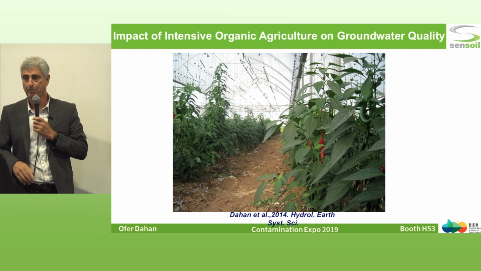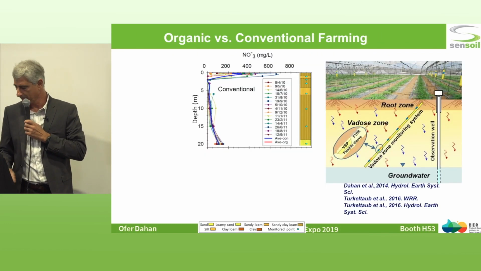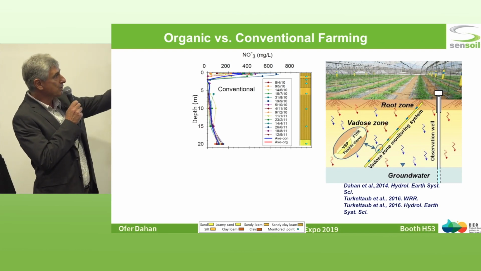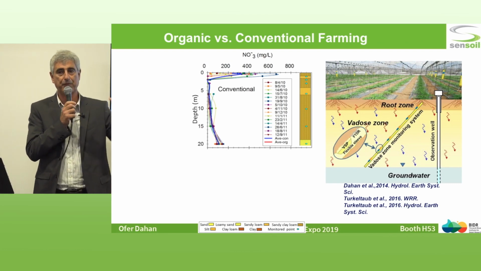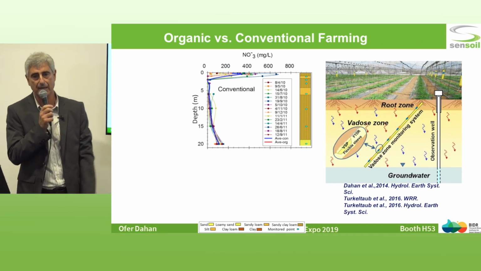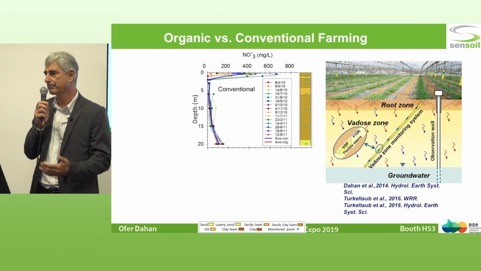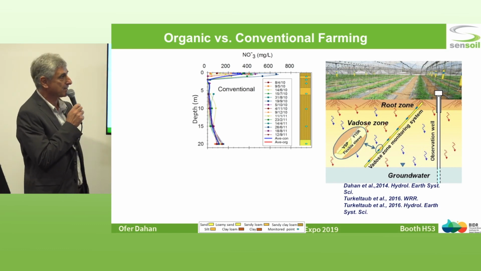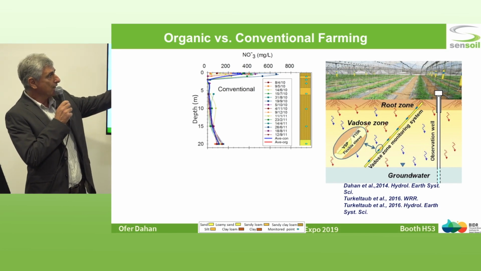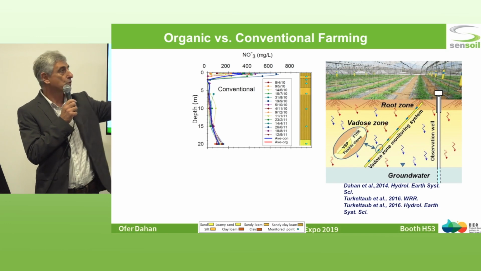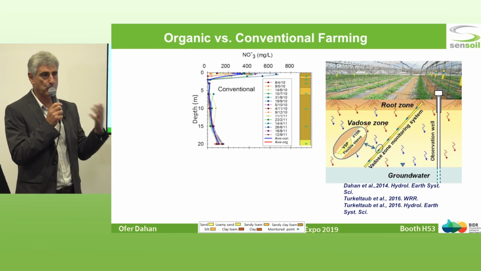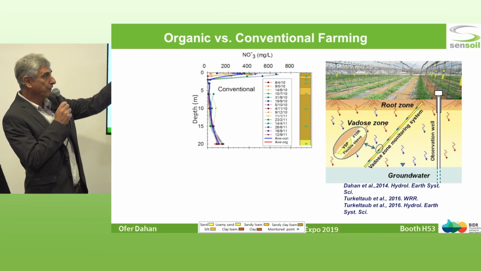So we went to compare different types of organic farming. And this is the kind of result we got. This is concentration. We had two types of farms: conventional, which uses drip irrigation and commercial fertilizer, and organic, which uses manure or compost as the main fertilizer. What we see here in the conventional is that the concentration of nitrate is very high, close to the surface, where we need it. This is the fertilizer. It's supposed to be in the root, and down below, very low concentration.